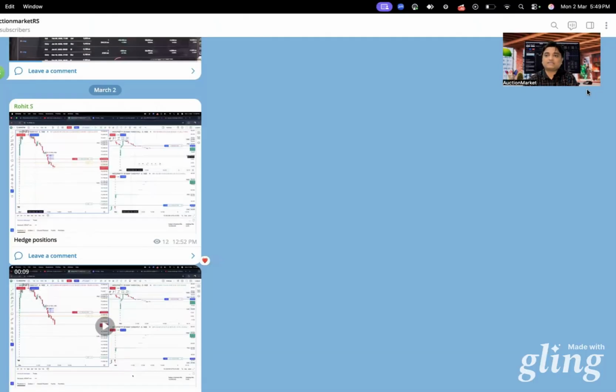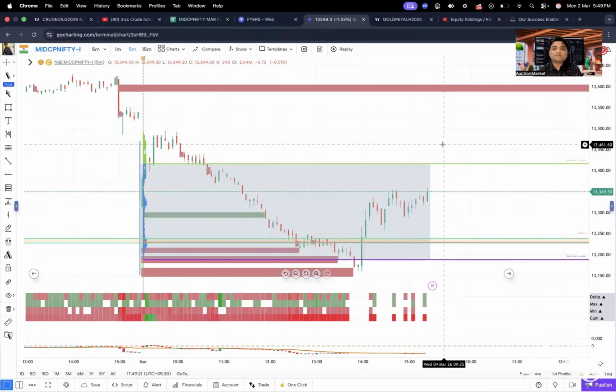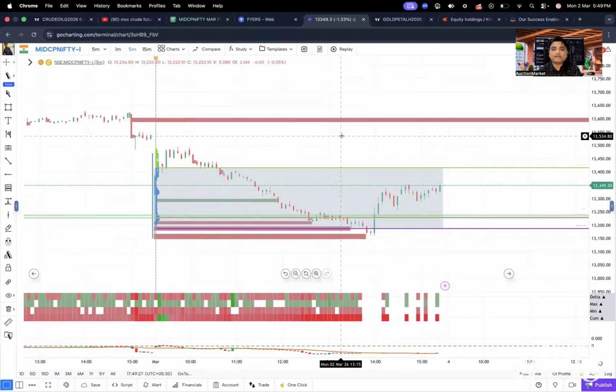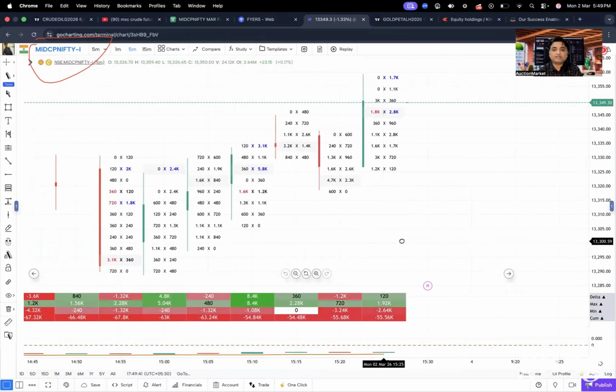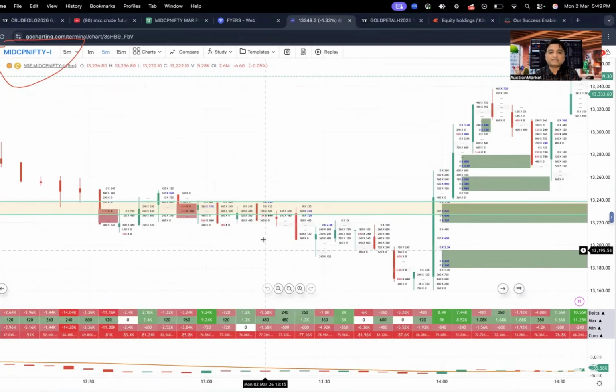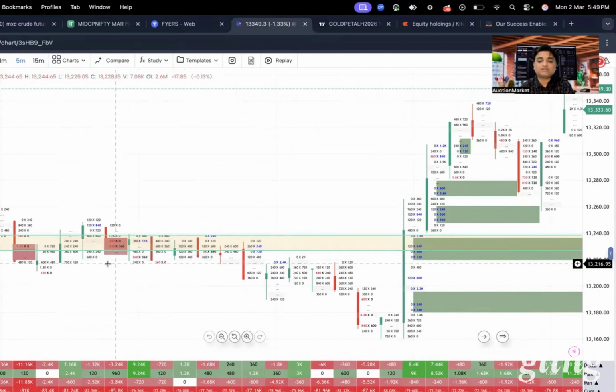This is one of the cases. I'll just show you directly. We will go on the Go Charting platform, pay mid cap. This is our mid cap chart. Refresh. I'll just refresh it once so that you get a clear understanding about the delta. I exited somewhere around here. The market was hovering for a long period of time in this particular region.